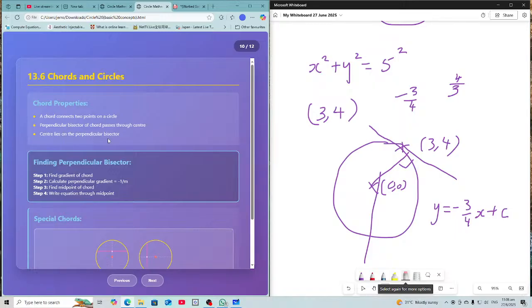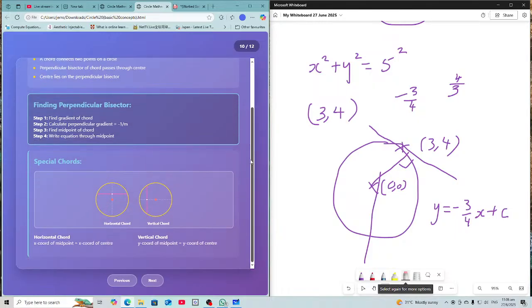The center lies on the perpendicular bisector. Can you see? That's why I mentioned that. So how do you find the perpendicular bisector? Very interestingly, look at this, the gradient of the chord. If you can find the gradient of the chord, go ahead and find that. And the perpendicular gradient will be, of course, -1/m, because m1 times m2 equals -1, right? And if you can find the midpoint of the chord, that will help you to find the c in the equation of a line, and then you can plug it in. Later let's see whether I have a chance to explain that in the worksheet.